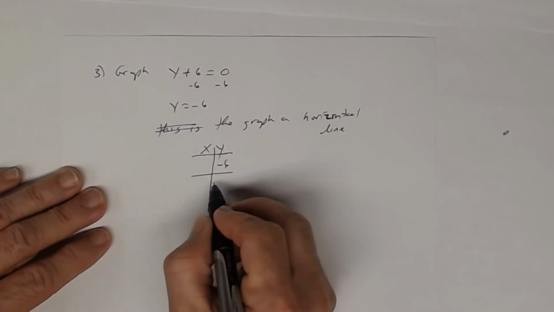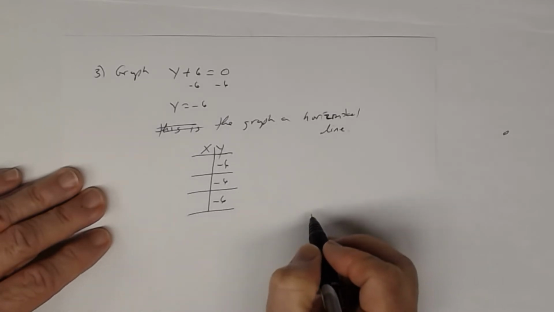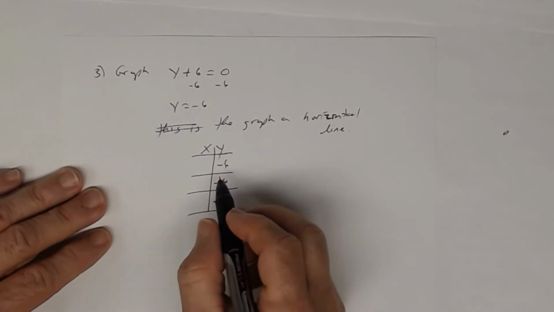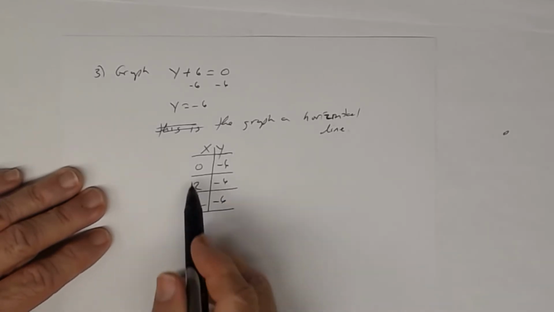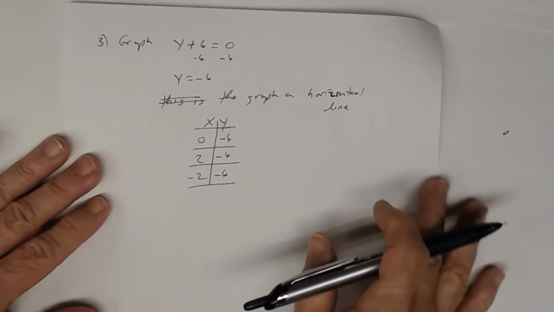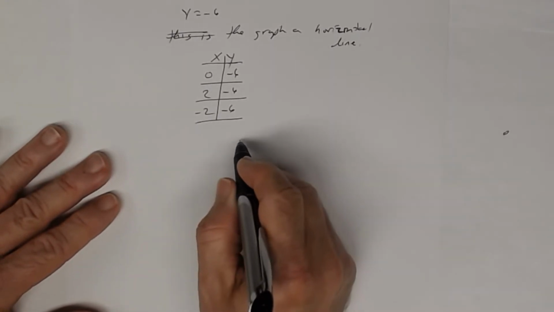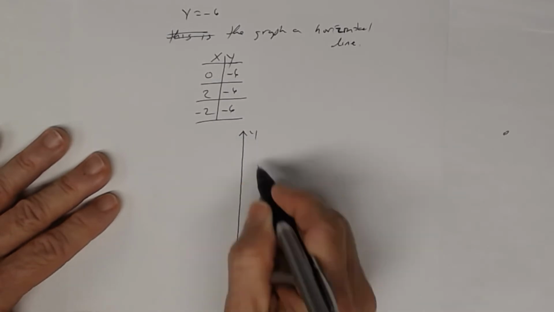Negative 6, negative 6, negative 6, right? And so on. Y equals negative 6 no matter what x is, right? You can put any number for x if you want to, no matter what x is. So if I plot those 3 points, let's see what we get.